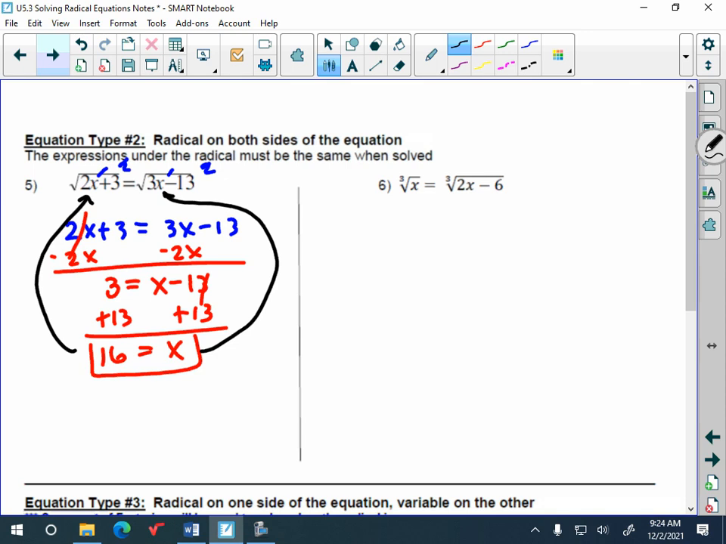2 times 16 is 32. 32 plus 3 is 35. Okay, so I get 35 underneath here. Now I check to see, do I get 35 under here? So 16 times 3 is 48. 48 minus 13 is also 35.